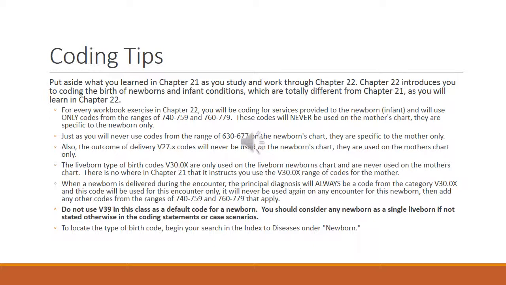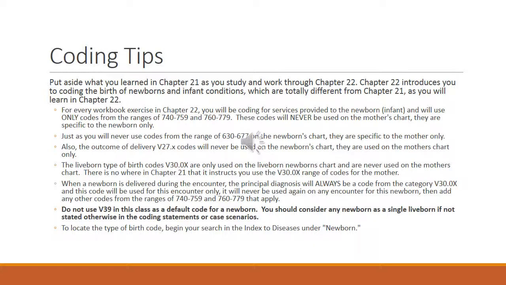For every workbook exercise in Chapter 22, you will be coding the services provided to the newborn or infant, and will use only codes from the ranges of 740 through 759 and 760 through 779. These codes will never be used on the mother's chart. They are specific to the newborn only. Just as you will never use codes from the range of 630 through 677 on the newborn's chart, because they are specific to the mother only.